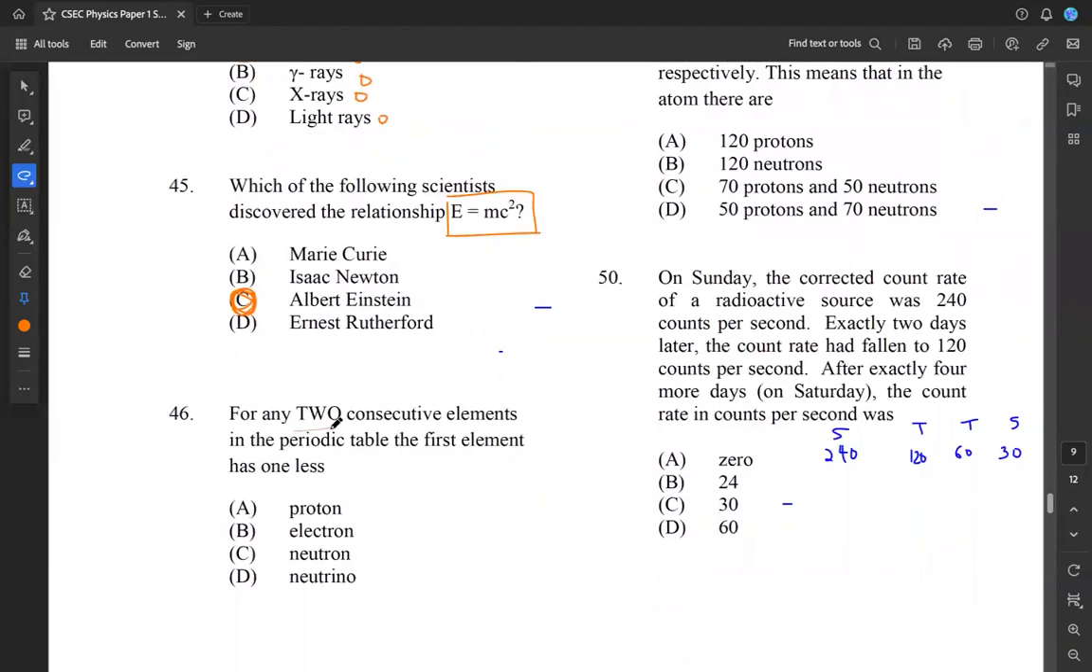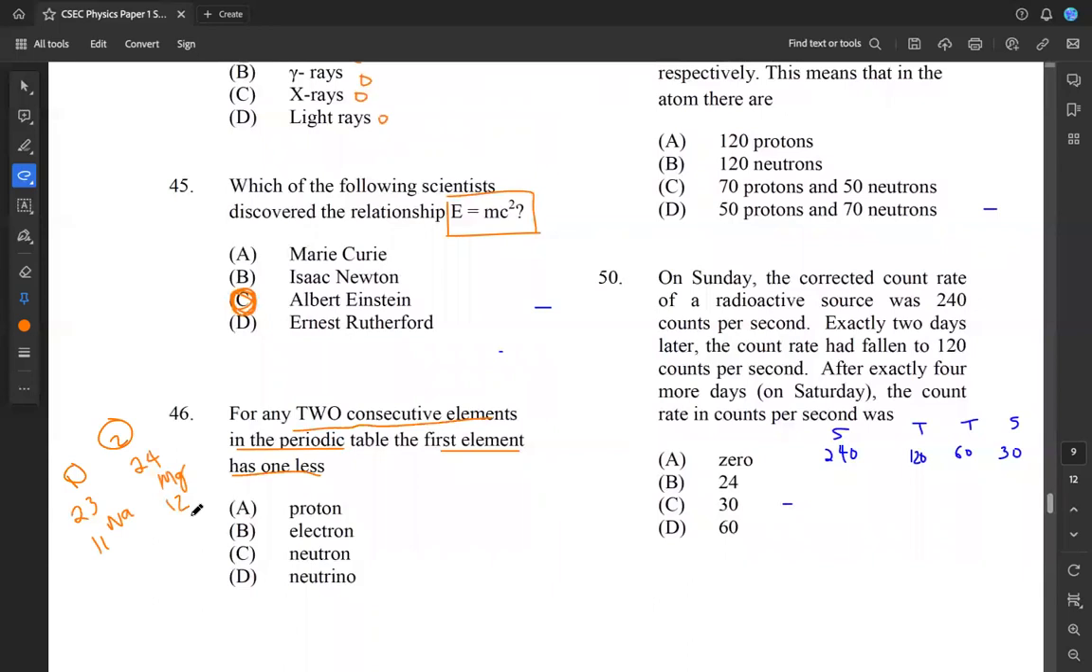So moving down to 46 now. 46 says, for any 2 consecutive elements in the periodic table, the first element has 1 less. All right, so let's just pick 2 random ones from our periodic table. Let's pick sodium, which is 23, 11, and then right after that one, we would have 24 magnesium. So let's just pick those 2 and look at what's less in the one case. So this is our first element and this is our second element.